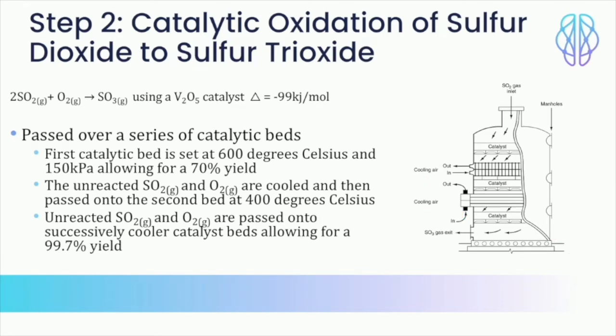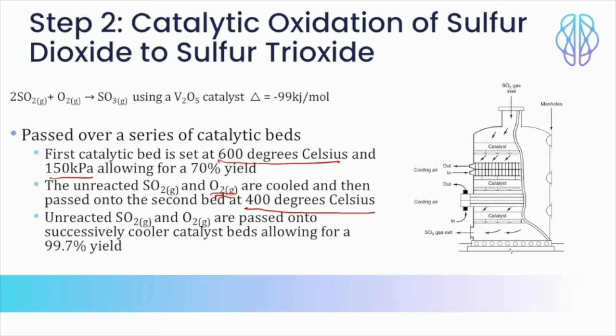Now you might see a pattern starting to develop. So at the first bed, we have 600 degrees Celsius and 150 kilopascals, and that's a yield of 70%. At the next bed, it's progressively cooler because of the cool air that we're injecting in excess, right? So also note that we're injecting air in excess. At the third bed, it's progressively cooler still. At the fourth bed, progressively cooler still, and so on and so forth.